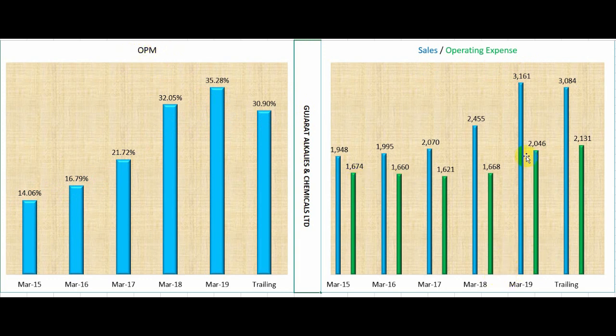So the individual data is on the right hand side. So if somebody wants to understand March 19, operating profit margin is 35.28%. So how did it come? So we can go on the right hand side, March 19, look at the company's sales. This was 3,161 crores in March 19, against which the operating expenses itself were around 2,046. So that gives us a margin or a profit margin of 35.28%.